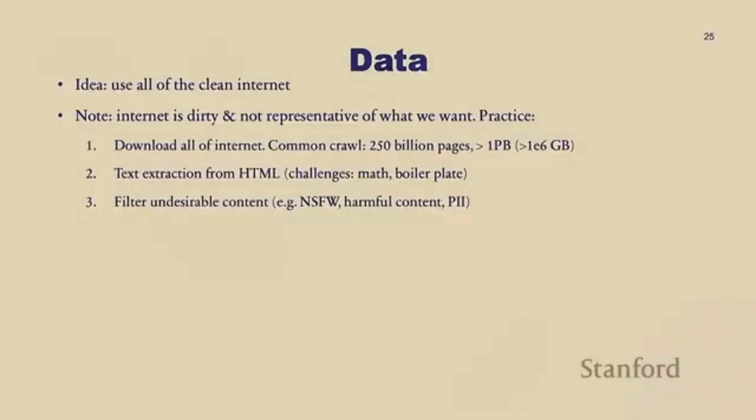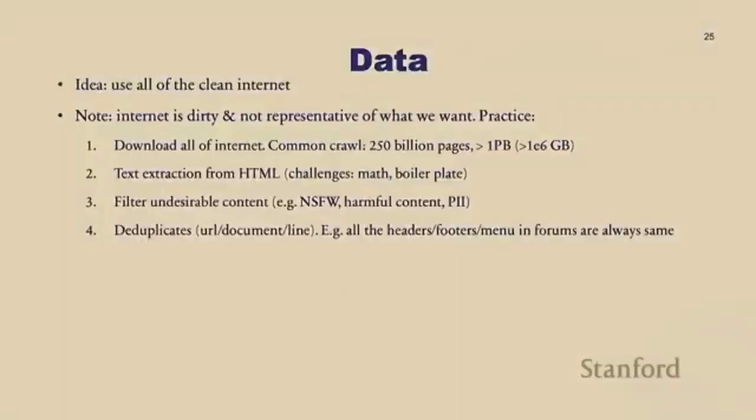There are other ways of doing these things: you can train a small model for classifying what is PII, removing these things. It's hard. Every point here that I'm going to show you is a hard amount of work, but I'm just going to go quickly through it. So, filter undesirable content. Fourth is deduplication.